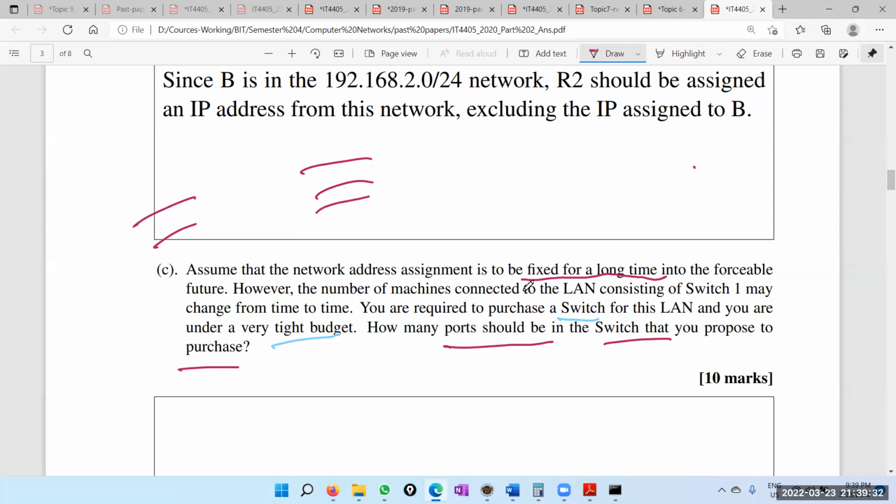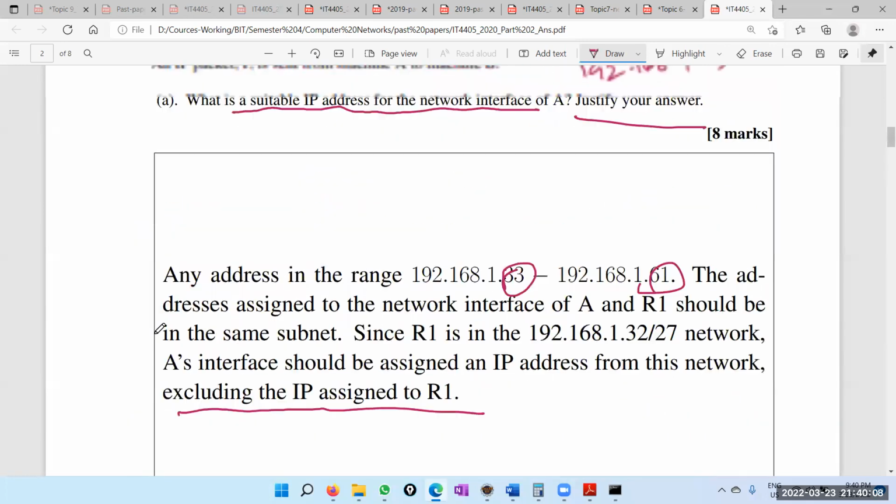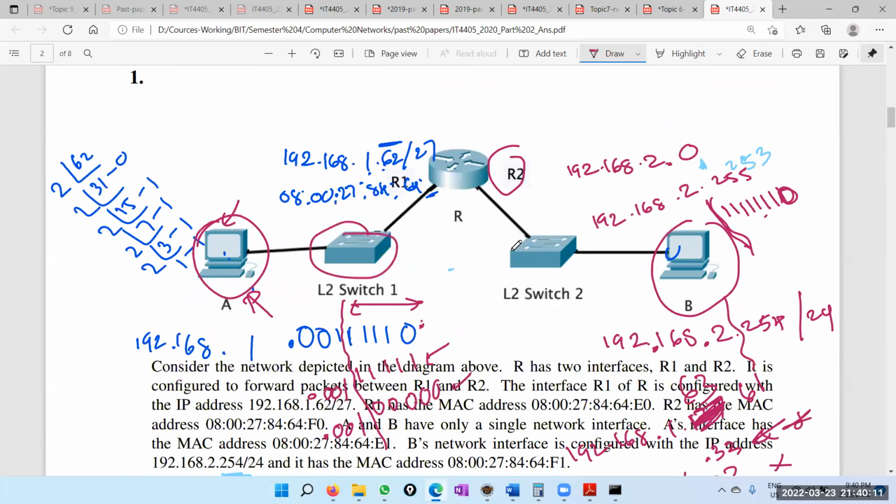However, the number of machines connected to the LAN consisting of switch 1 may change from time to time. You are required to purchase a switch for the LAN and you are under a very tight budget. So that means if we have 100 computers, make sure you buy a switch which supports 100 computers, not more than that. How many ports should be in the switch that you propose to purchase? Now, actually, this question has an issue. The question has a mistake actually. The question does not mention whether this switch is to be used for this one or that one. There are two switches.